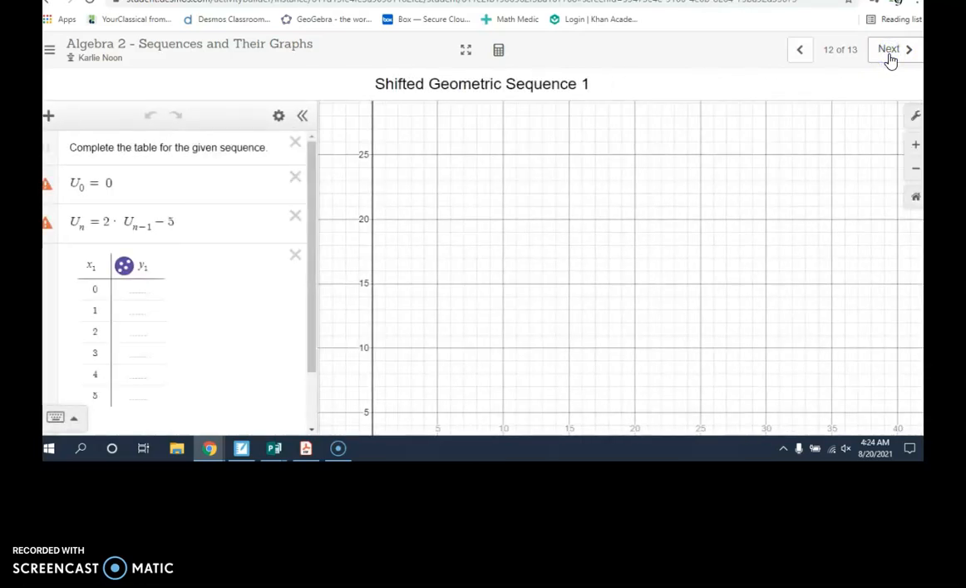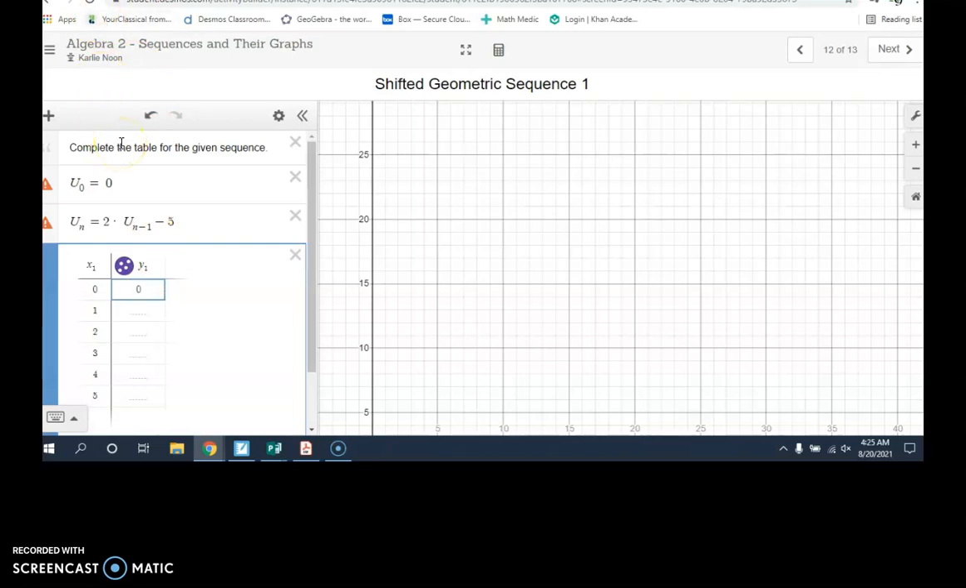For the last two problems, they're asking you to create the shifted geometric sequence. What you need to understand about shifted is that there are two steps. There's going to be a multiplication step, and there's going to be an addition step. And the addition can be an addition of a positive number or an addition of a negative number. So if you would go ahead and determine the answers for this table, and again, turn the video back on when you're ready to continue.